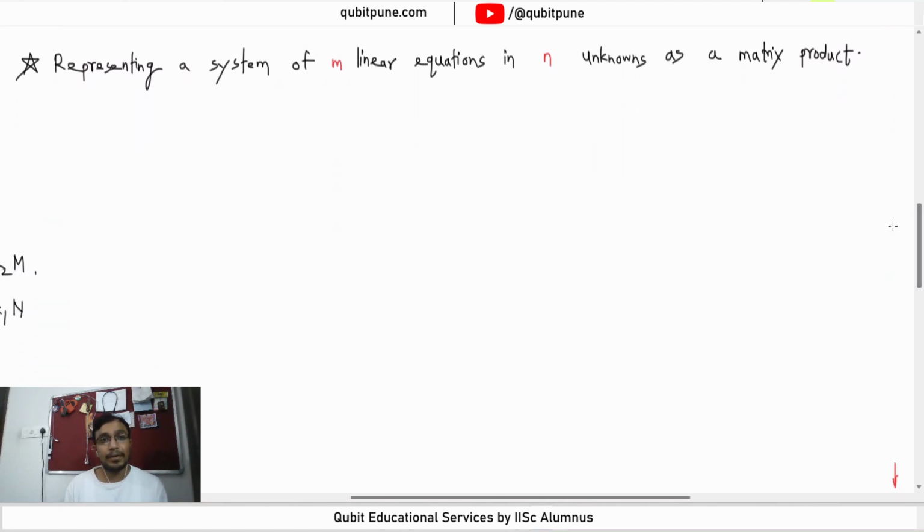Now, one of the main applications of matrix algebra is solving a system of a certain number of unknowns in a certain number of equations. So we generally call it a system. M linear equations in n unknowns. Can we express it as a matrix product? Yes, we can.